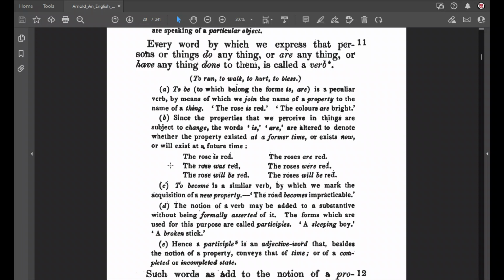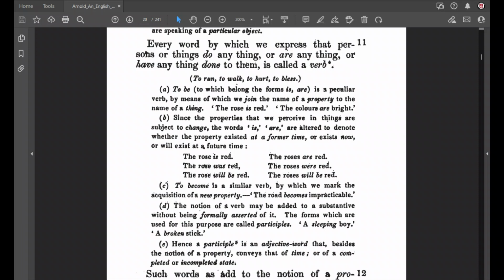And one thing you need to jot down in your notes is that what makes a verb different from the other parts of speech is that verbs express time. Verbs express time. Okay? So the fifth part of speech is a verb.